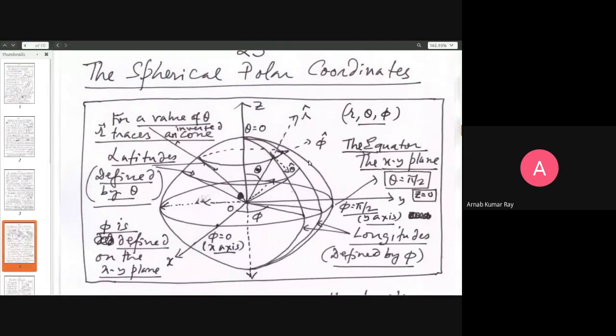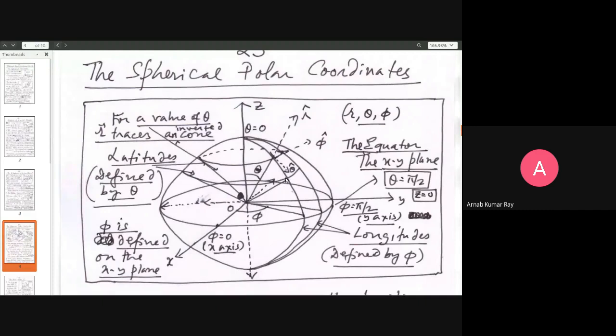This is just a hand-drawn sketch, so it doesn't look like a sphere. But that's not too bad either, because the surface of the Earth is not perfectly spherical anyway. So let me just try to explain a few things. Here theta is equal to 0. This is a sphere that you have drawn on the surface of the Earth.